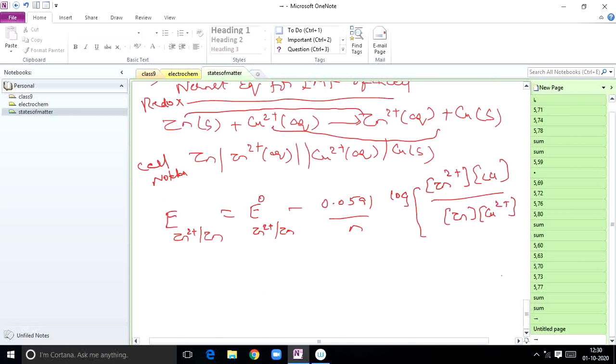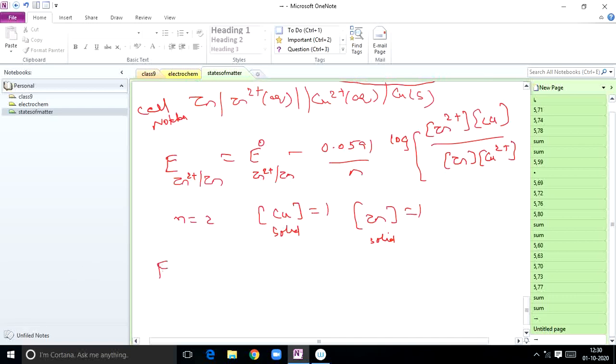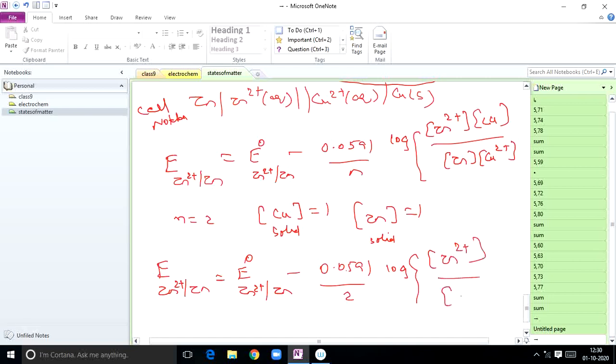According to the basic fundamentals, the n value you can take as 2 because 2 electrons are transferred. Concentration of copper in pure solid state, and concentration of zinc in pure solid state, you have to take as unity. So both the terms become unity, and substituting here, E Zn2+ by Zn is equal to E naught Zn2+ by Zn minus 0.0591 by 2 into log of concentration of Zn2+ divided by concentration of Cu2+. So like this we will apply.